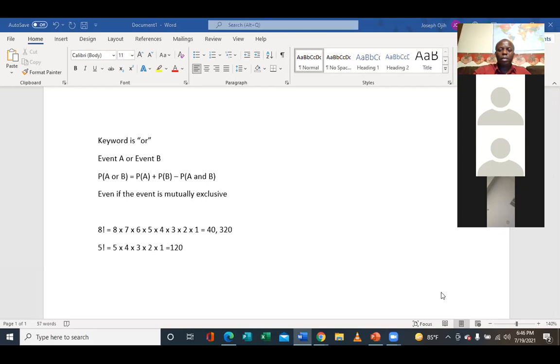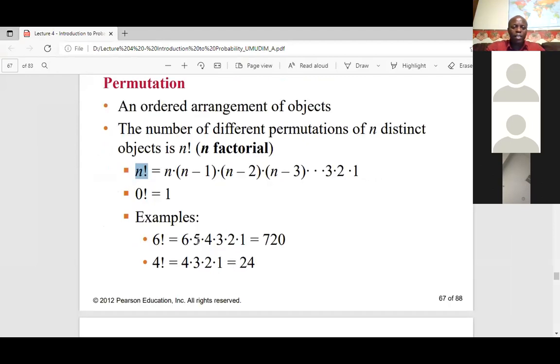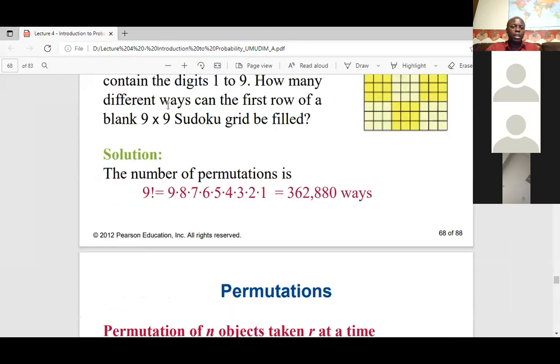We can get it directly from the calculator without doing all this multiplication. But then you wouldn't know what the calculator is doing until you understand the principle. They have one example here. 6 factorial means 6 times 5 times 4 times 3 times 2 times 1, which is 720. Now, in permutation, we arrange the objects in a specific order. And the formula for it is given right here.